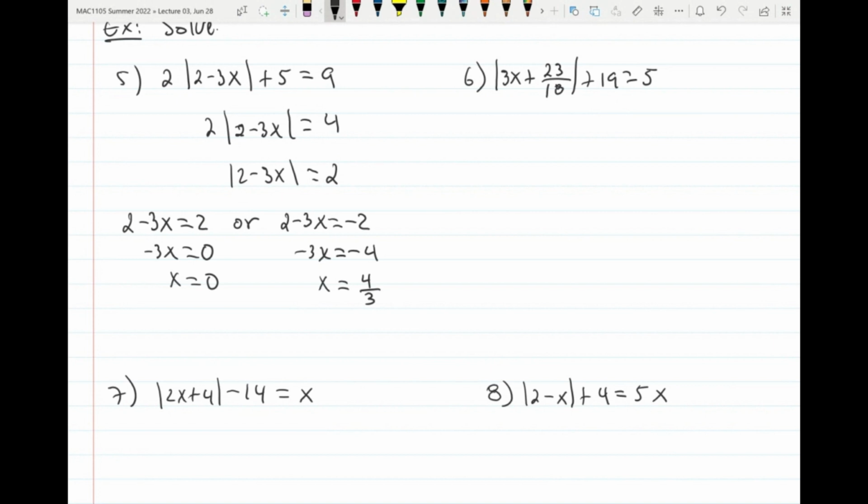So let's visually inspect. You put 0 here, this is gone. So you're going to get 2 times 2 is 4 plus 5 is 9. So this is good. You put 4 over 3 here, the 3 is cancelled. So you get 2 minus 4, it's negative 2. Absolute value is positive 2 times 2 is 4 plus 5 is 9. So we are good.